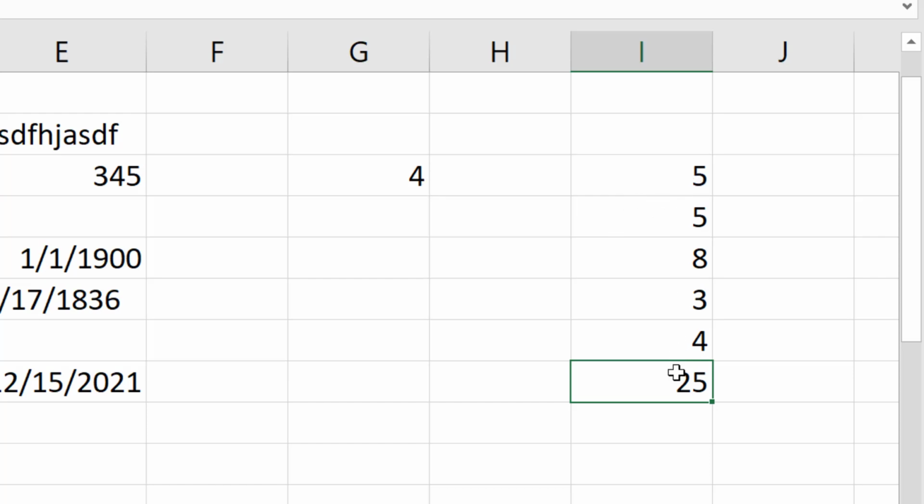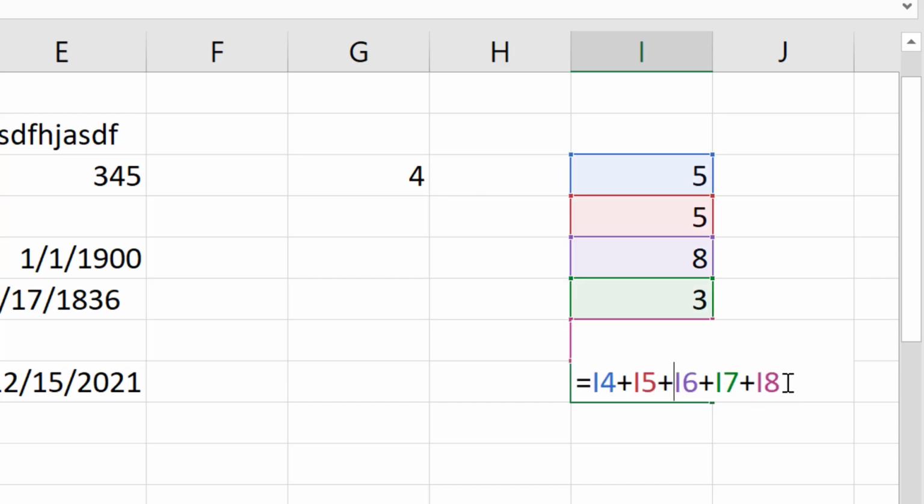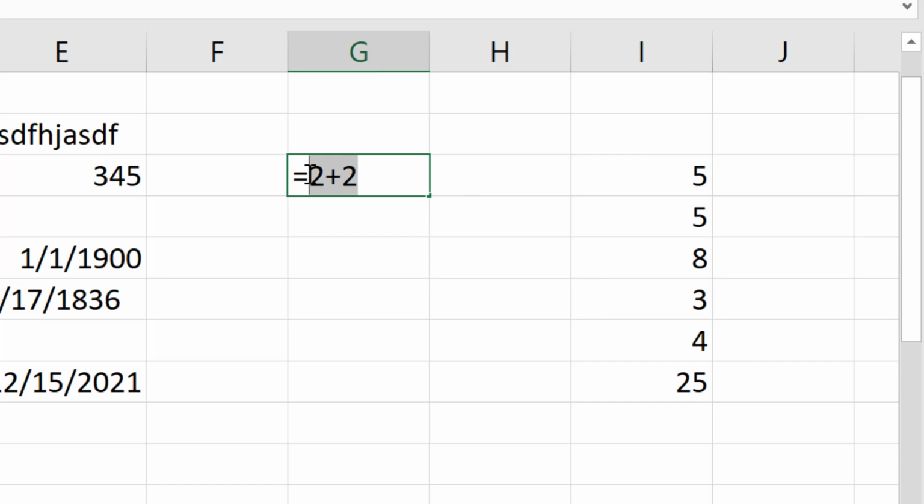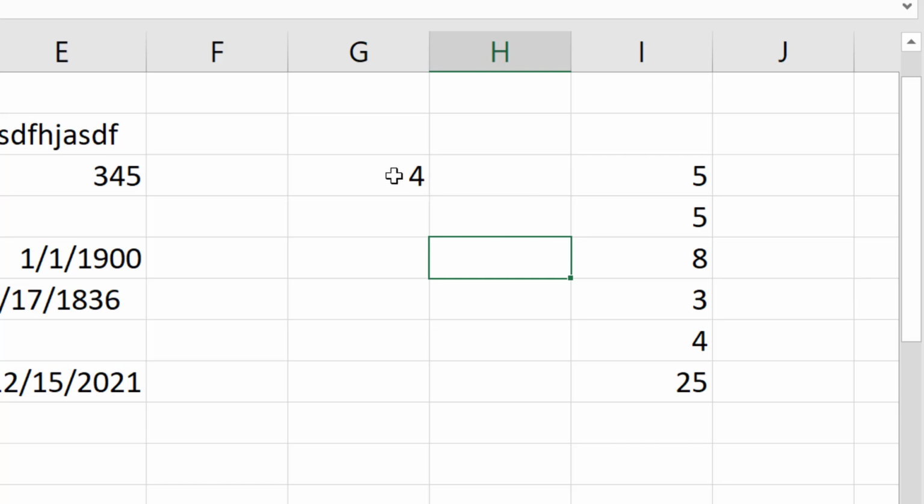The key here is that in my formula, I want to, as often as possible, use cell references and not hard-coded numbers. And the reason is that the hard-coded numbers aren't going to change. If I need to update something in my formula, I want that formula to automatically show the new value and not be hard-coded back to the numbers.